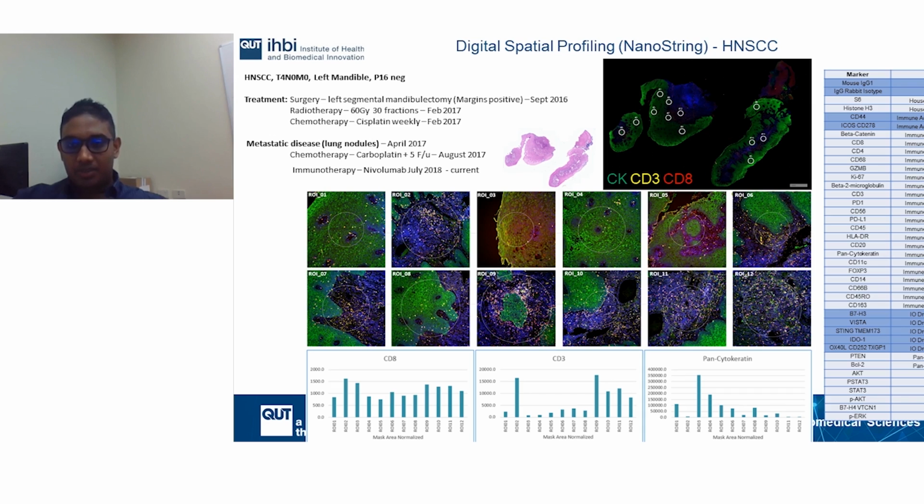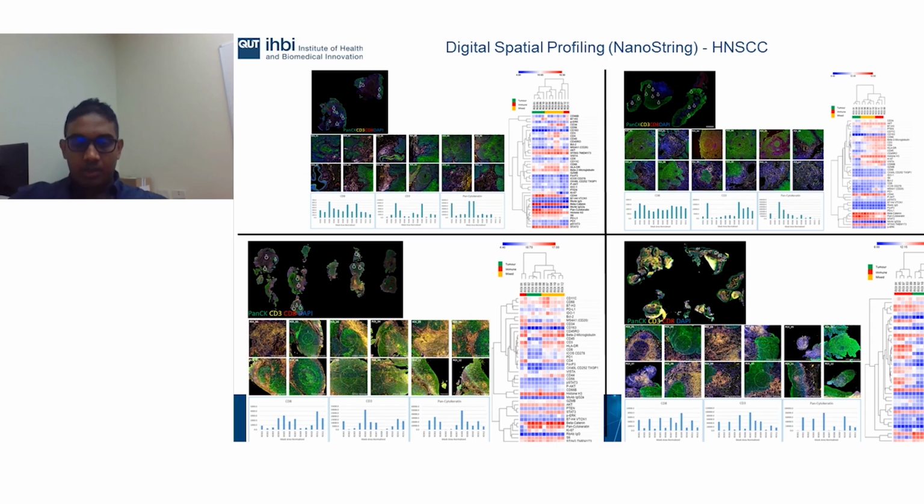And the panel of antibodies we looked at are on the right-hand side here. So there's a number of controls, a number of housekeepers, and the rest of the markers span immune activation, immune cell profiling, IO drug targets. So a number of novel markers as well, like STING, VISTA, IDO1, which are really interesting markers, I think, in the IO space. And some pan-tumor markers as well.